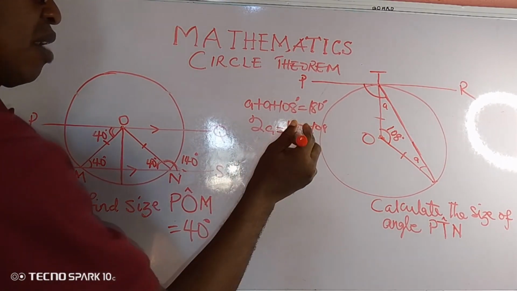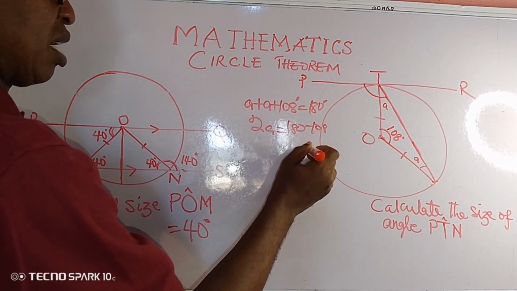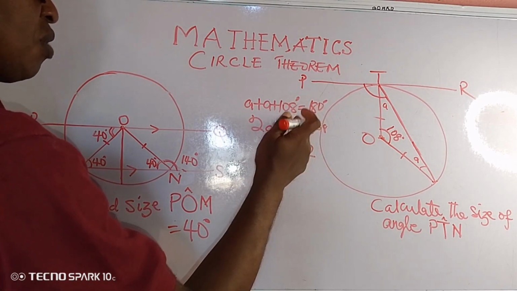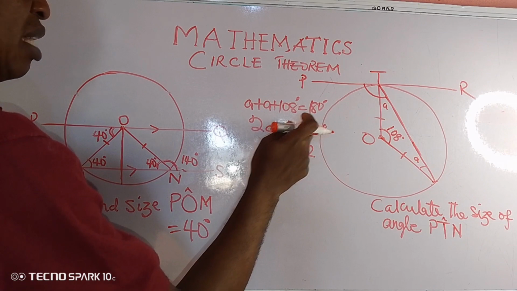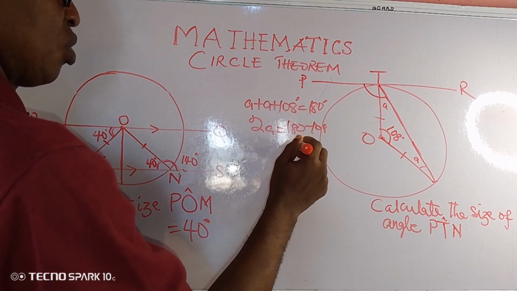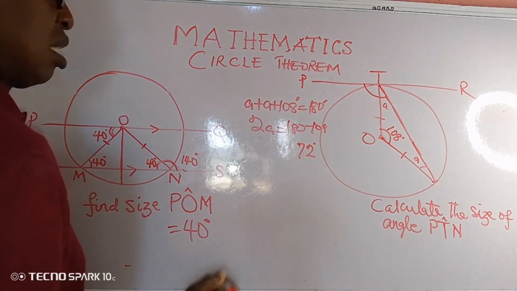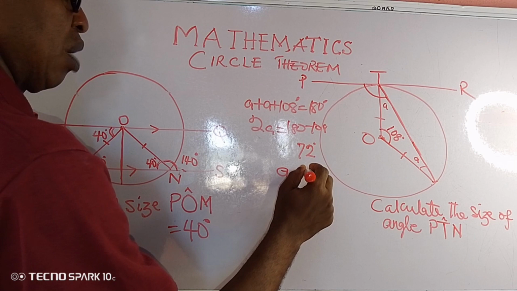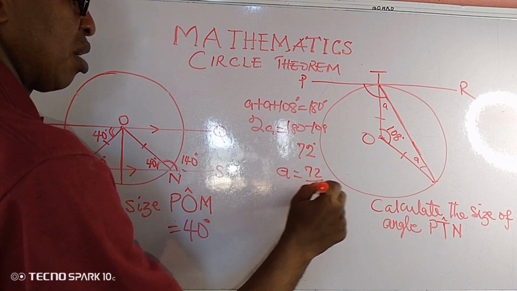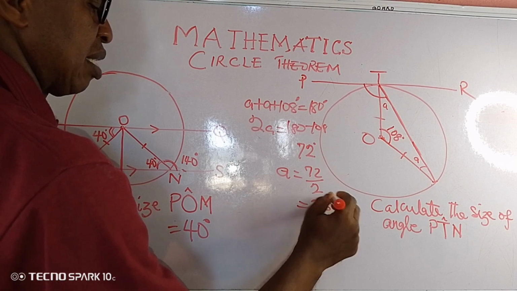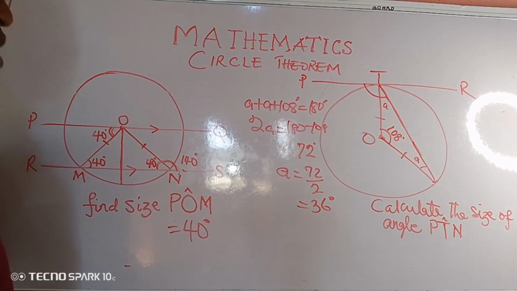All right. Now let's go. 180 minus 108 will give you 72 degrees. So 2A is equal to 72 degrees, leaving you with A equal to 72 over 2, and that will give us 36 degrees. So A is equal to 36 degrees.